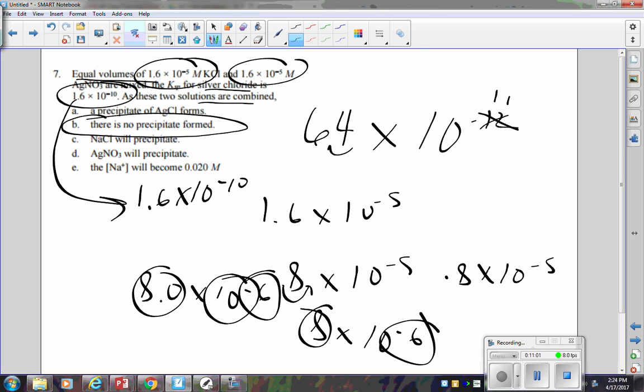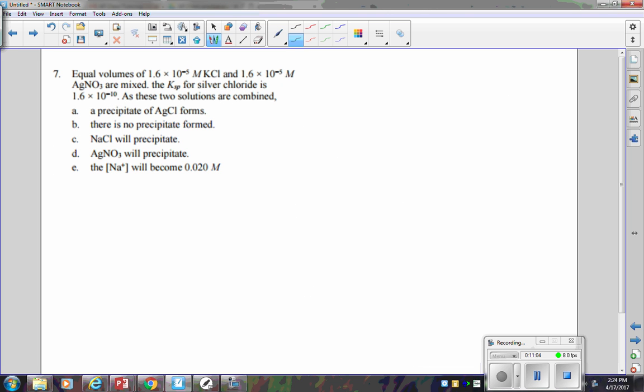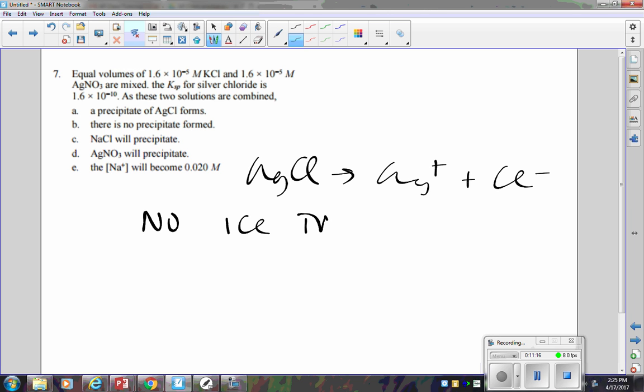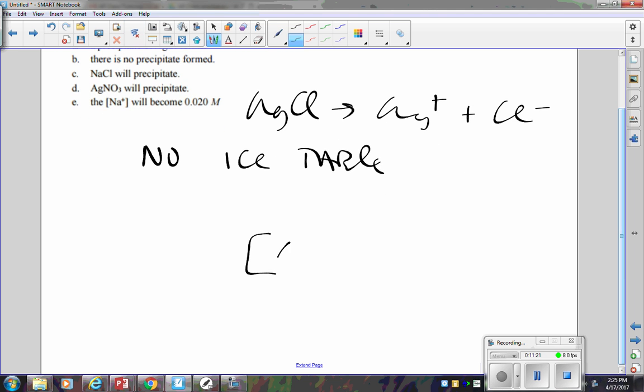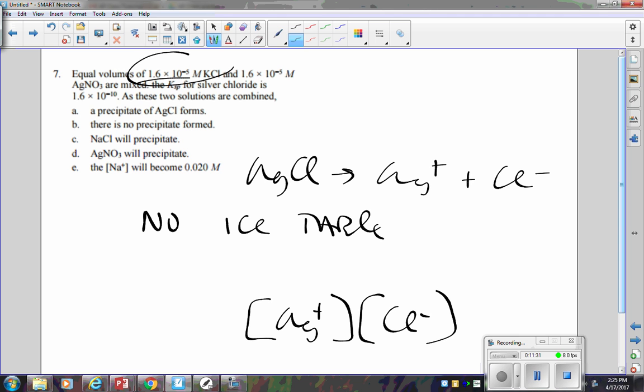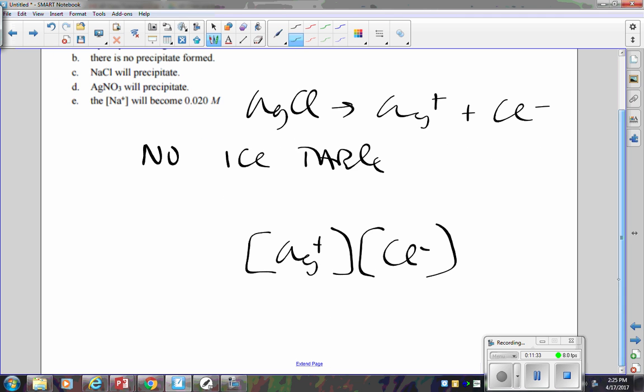If they're asking about one ion, well, it would be AgCl. You'd have Ag plus and Cl minus. Remember, when it's a precipitate, you do no ice table. So there are no ice tables, no ratios. All you're doing is taking the ions and throwing them in, and the equilibrium expression is going to be Ag plus and Cl minus. The trick is that when you take these, you automatically have the halved concentrations. That's where I got 0.8 times 10 to the negative fifth, and then 0.8 times 10 to the negative fifth. Then I pop it back over to 6, and I do the calculations based on that.